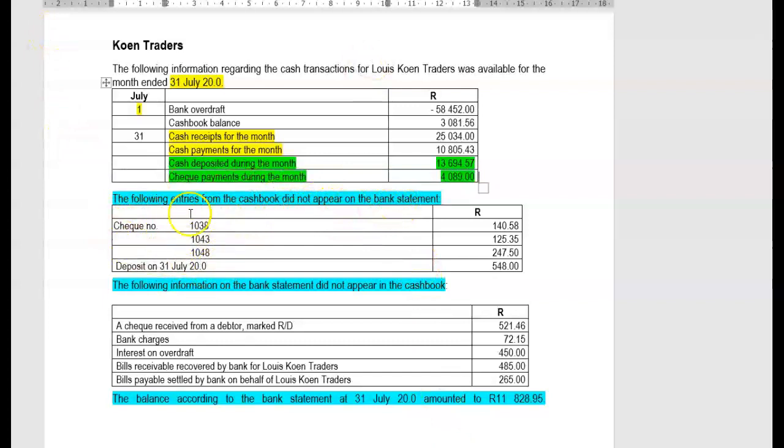Now, items which are in the cash book that do not appear on the bank statement. Is it right that we've recorded these checks in our cash book? Yes, it is. Why? Because if we have already issued those checks, we have to account for those checks. So check number 1038, 1043, and 1048, that is correct. It's already in our bank account, but it does not appear on the bank statement.